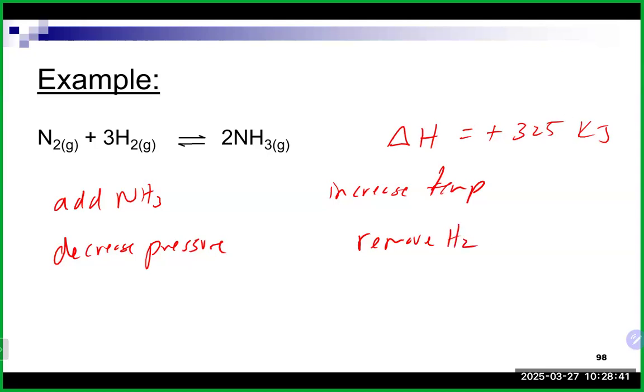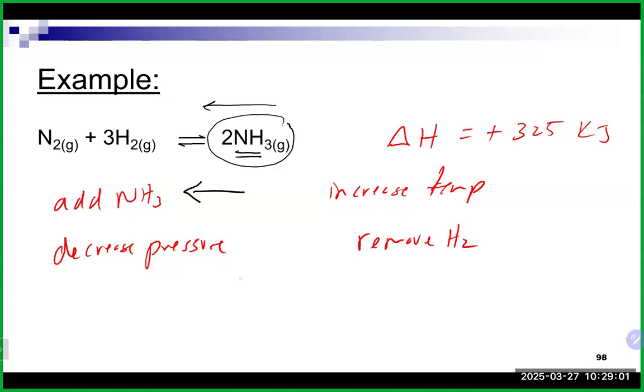Okay, so let's take a look here. We're going to add more NH3. So that is a product. When we add, it goes away. So in this case, it should go to the left. Once again, we're adding more products, going to cause the reverse reaction to occur in this case as we have more products than reactants.